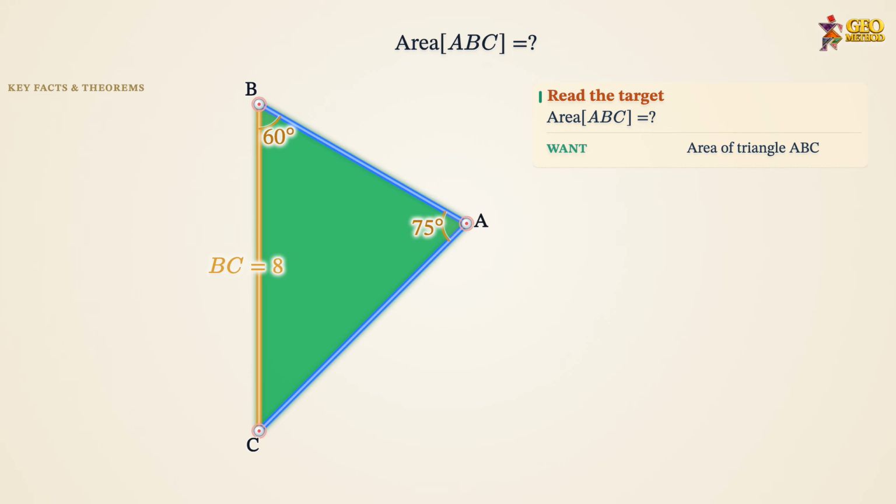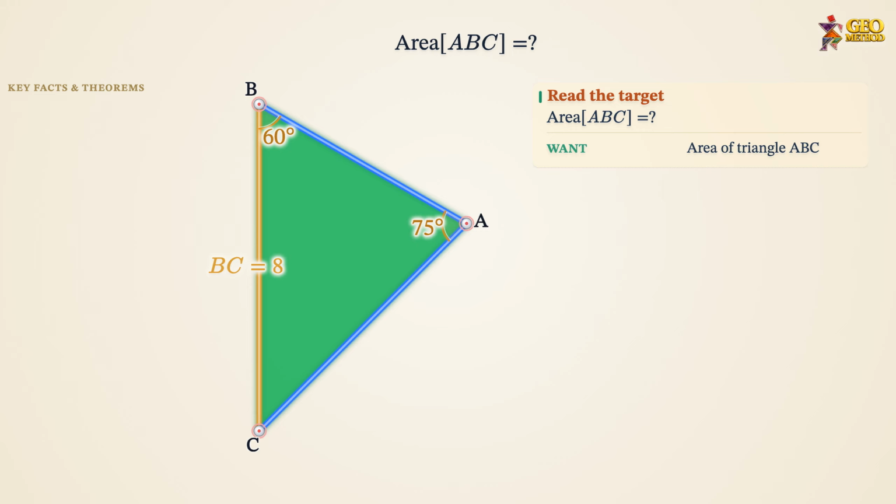We want the area of the green triangle ABC. One side and two of its angles are marked, and those three facts pin down its size completely. Our whole plan is to turn them into a base and a matching height. The base segment BC is 8 units long. The angle at vertex A is 75 degrees, and the angle at vertex B is 60 degrees.